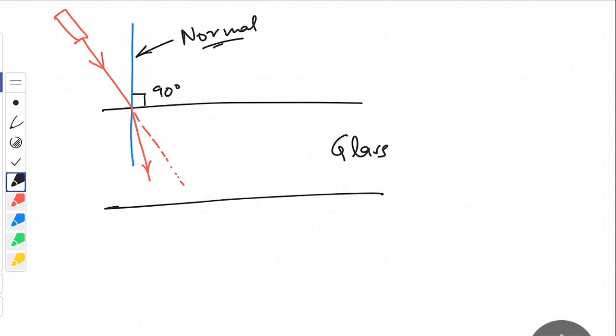So we observe that this ray will bend towards the normal. This is an observation. This we find experimentally. Now the question is, how much does it bend? Great question, right? Let's say the ray came like this. There is this angle I, which we call the angle of incidence.